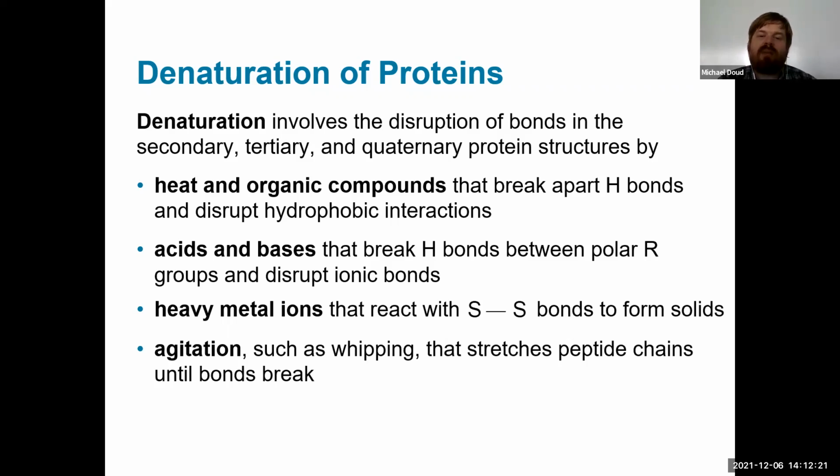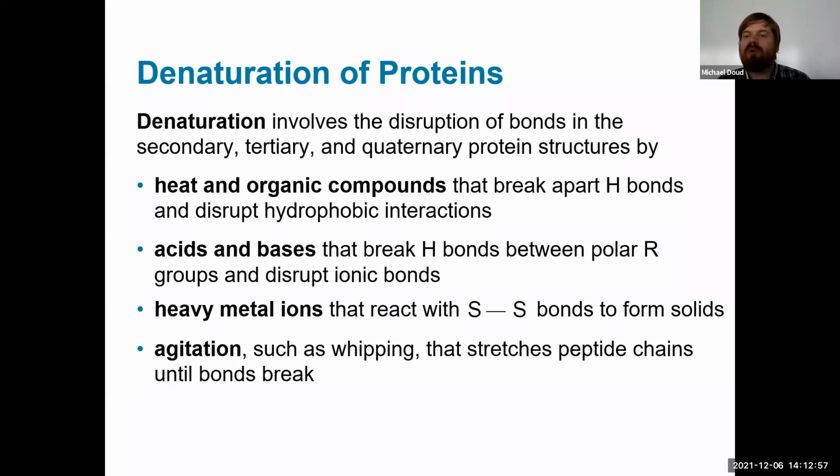Acids and bases can break apart the H bonds that form between polar R groups and disrupt ionic bonds, whether by a base reacting with an ammonium that was involved in a salt bridge, or an acid reacting with a carboxylate that was in a salt bridge. Heavy metal ions can interact with the disulfide linkages and basically take electrons from those to form solids. And then finally, agitation, for example, whipping, that basically stretches the peptide chains until they actually physically break.